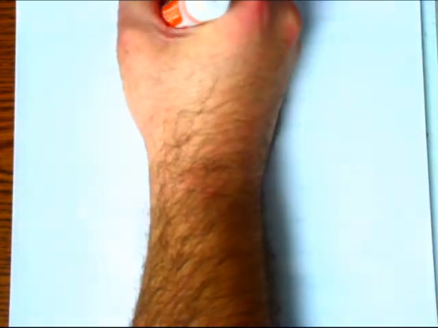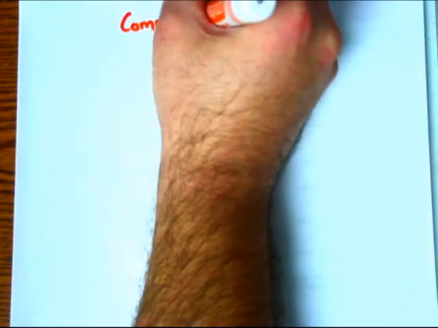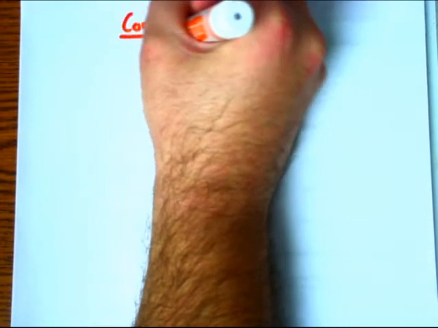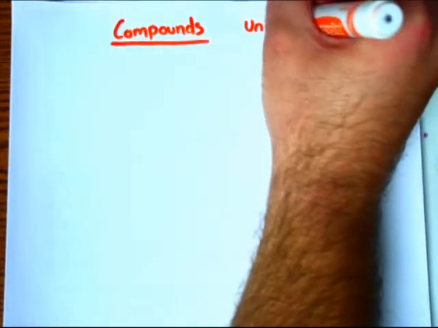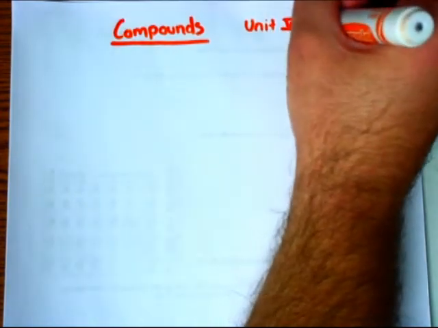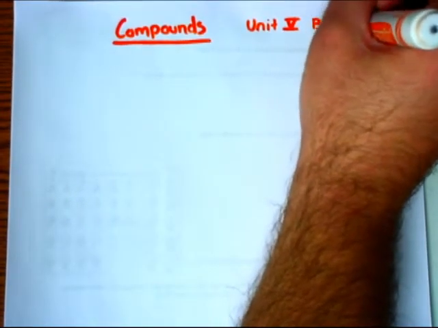So we're going to start out by talking about compounds. And I would say that this is where Unit 5 begins. It's the start of Unit 5.